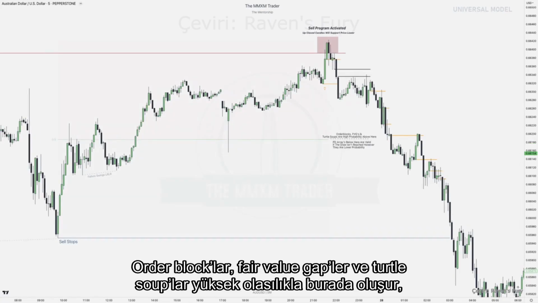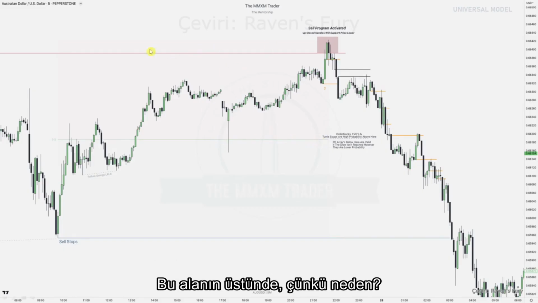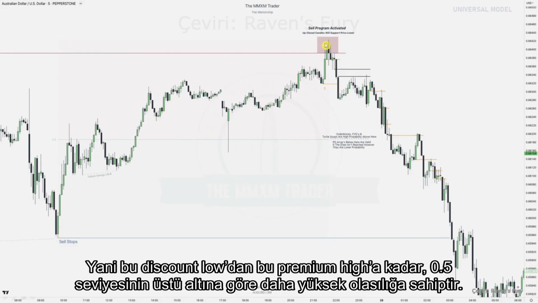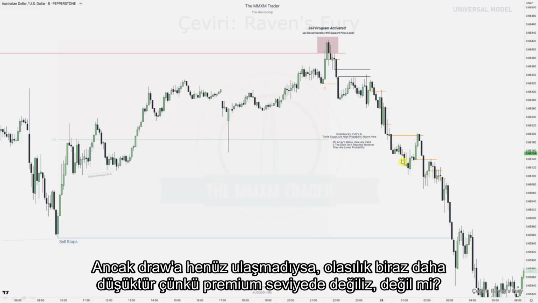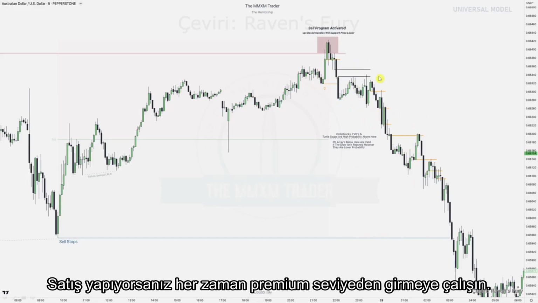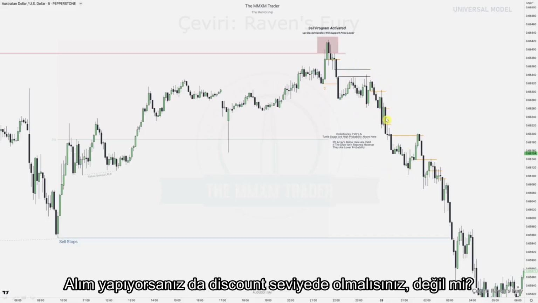Order blocks, fair value gaps and turtle soups are high probability above here, right? Above this area, because why? We are in premium, right? So from this discount low into this premium high, everything above this 0.5 level is higher probability than below it. So those PD arrays below this 50% level are still valid if the draw hasn't reached yet. However, they are a little bit lower probability because we're not in a premium level, right? So try to always get in on a premium level if you're selling, and if you're buying, you want to be in a discount level, right?